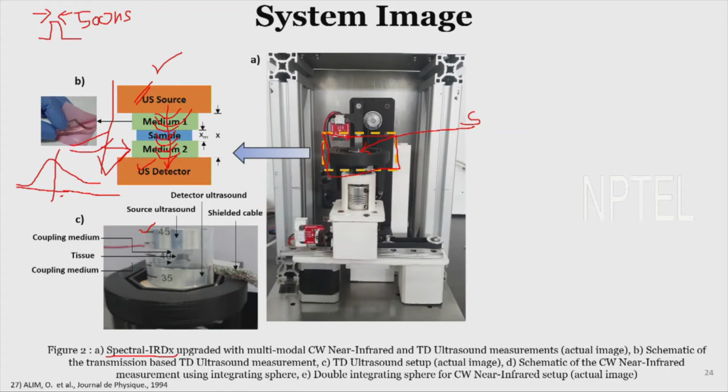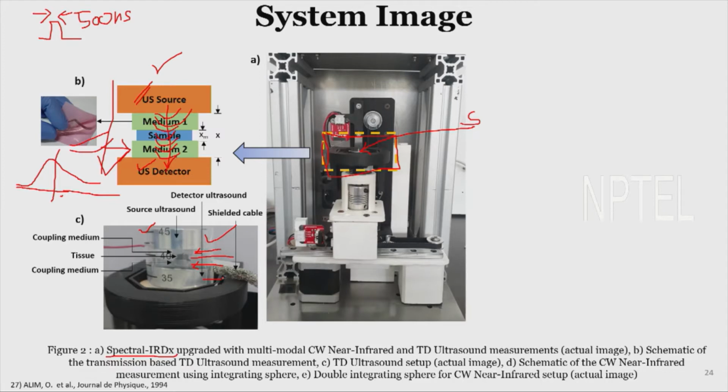So the actual experiment system looks like this. This is the first ultrasound transducer which acts as a source. This is the coupling medium. This is the actual sample. This is again the second coupling medium, and then finally we have the ultrasound detector. You can see the wire which is coupling this detected ultrasound is shielded, so that there is very little EMI interference between the input and the output signals over here. So this is the case of the ultrasound detector.